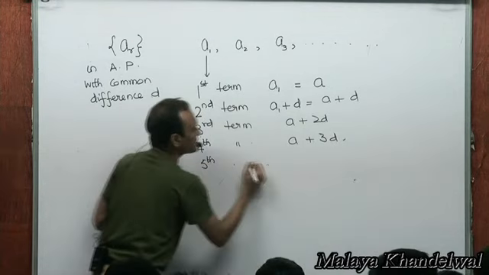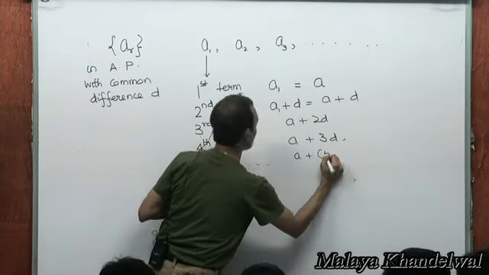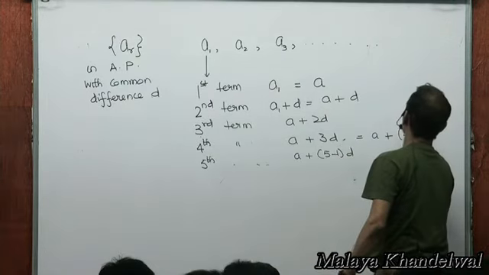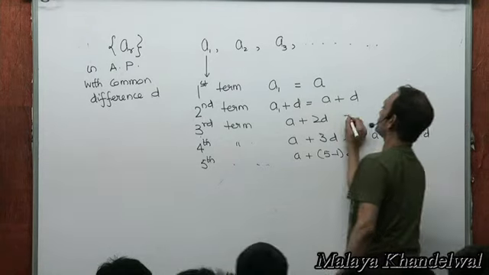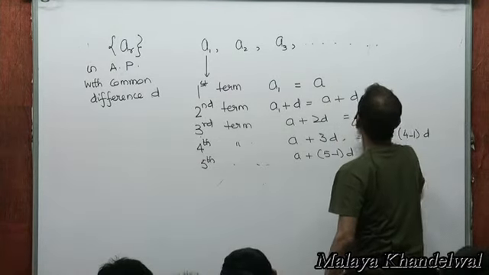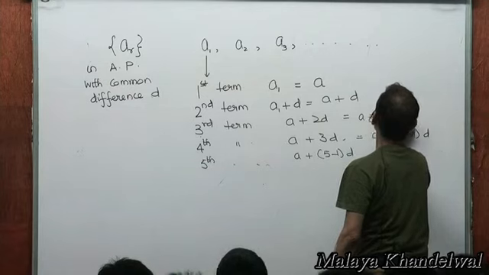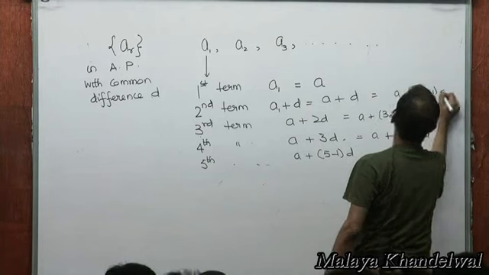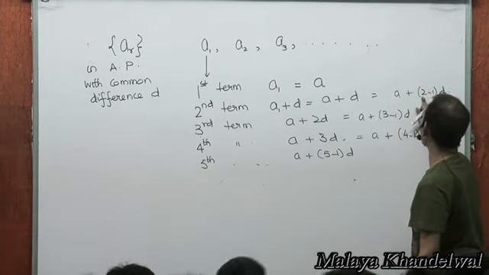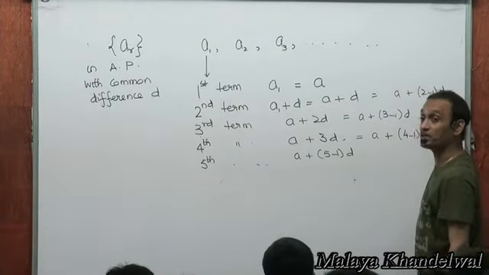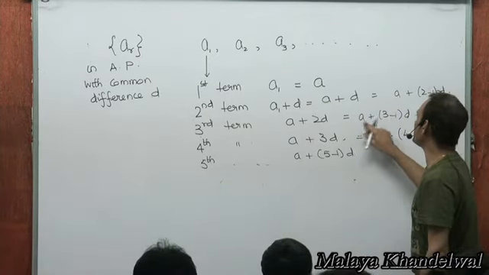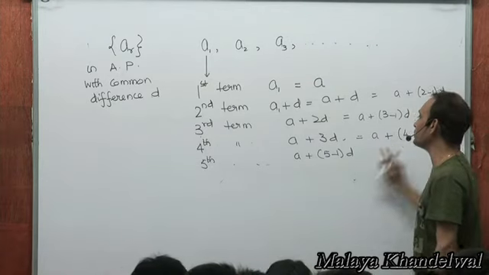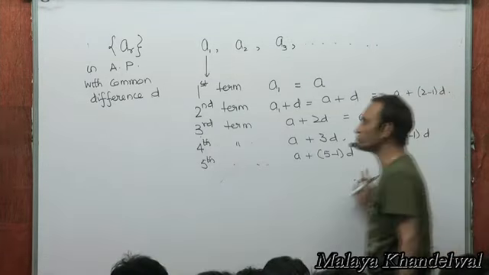Fourth term would be A plus 3D. Fifth term would be A plus 5 minus 1 into D. The fourth term is A plus 4 minus 1 into D. The third term is A plus 3 minus 1 into D. The second term is A plus 2 minus 1 into D. Yes or no? The second term is A plus 2 minus 1 into D, where A is the first term, D is the common difference. The third term is A plus 3 minus 1 into D. Fourth term is A plus 4 minus 1 into D. Fifth term is A plus 5 minus 1 into D.